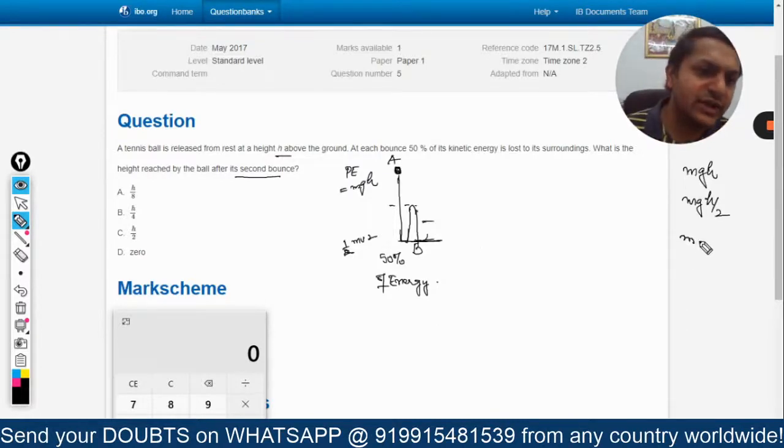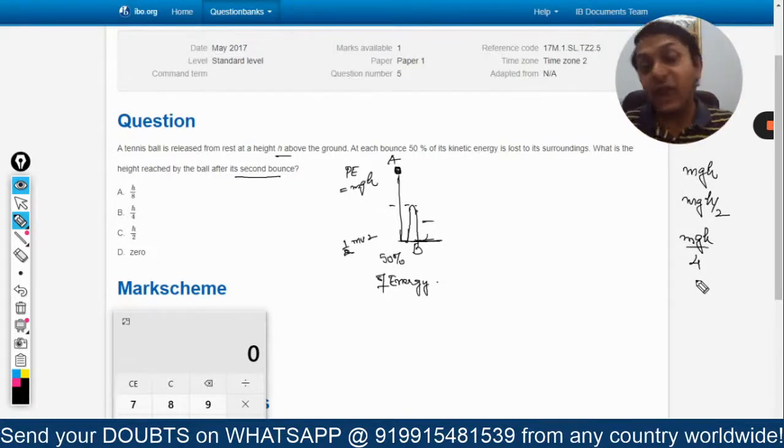So the 50% of this, it will be mgh by 4, half of the half. So mgh by 4. It means now it will again attain the height which is h by 4. So H is the total energy, it is H by 2, and then it is H by 4 further. So your answer will be H by 4, answer will be B.